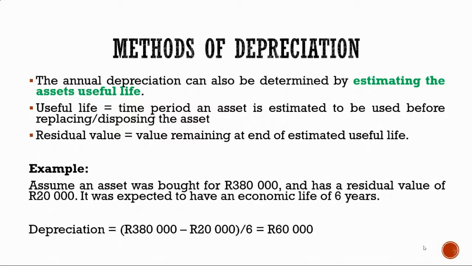We expect that the residual value, so the value we would get for the asset at the end of its useful life, is 20,000, and we expect it has an economic life of 6 years. So I expect to use it for 6 years. Then the depreciation would be determined. I take the cost, I deduct the residual value of 20,000. So my actual depreciable amount is only 360. I divide that by 6 years. That gives me 60,000 per year.